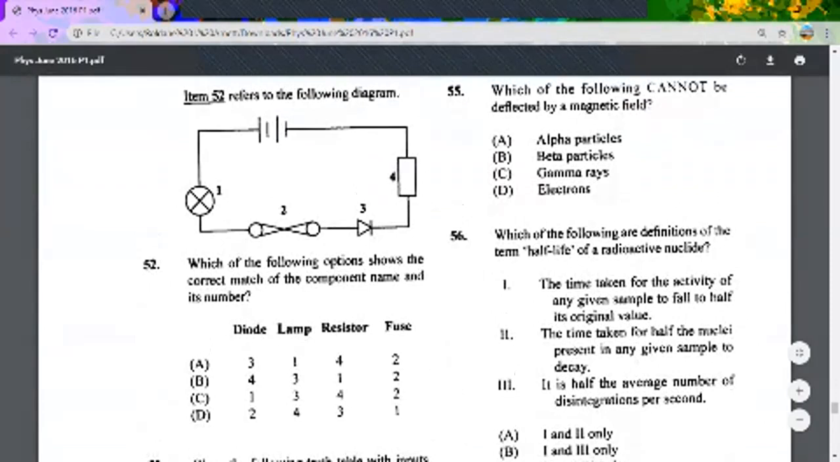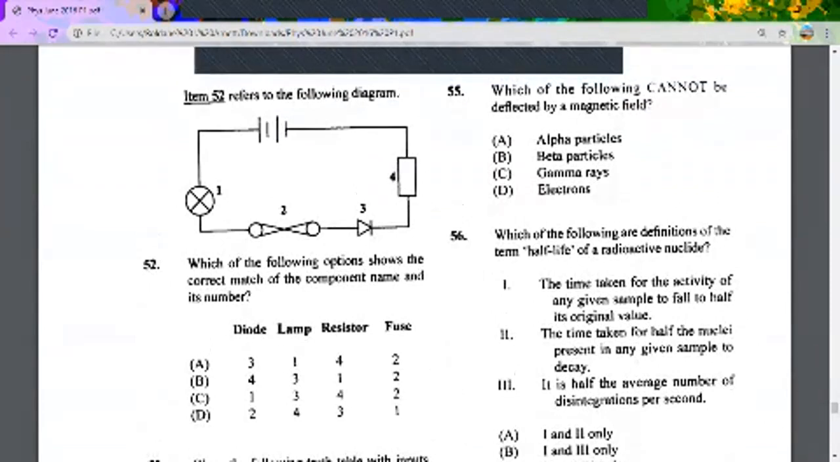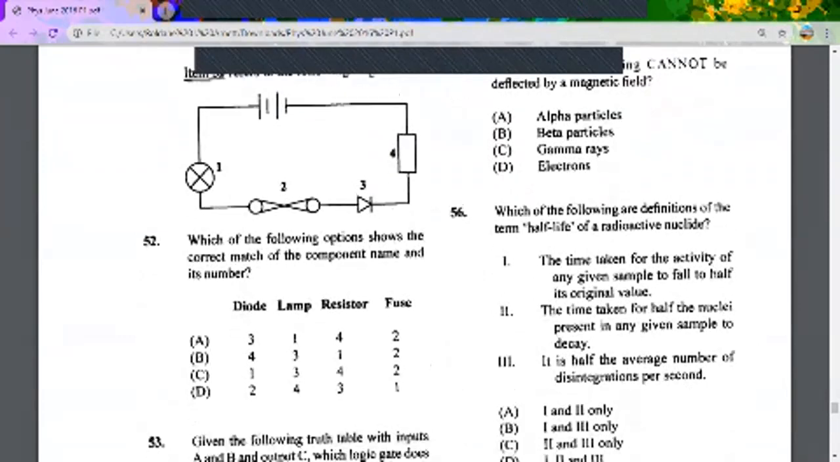Which of the following options show the correct match of the component name and number? Without wasting any time on this, the answer is A. You can go and examine that. Get the video.